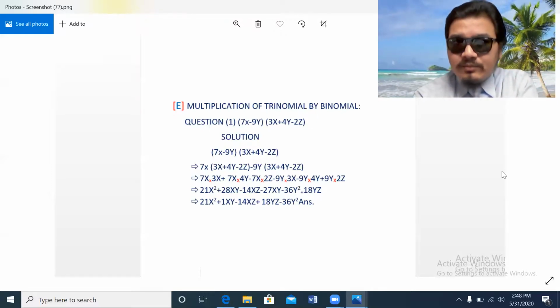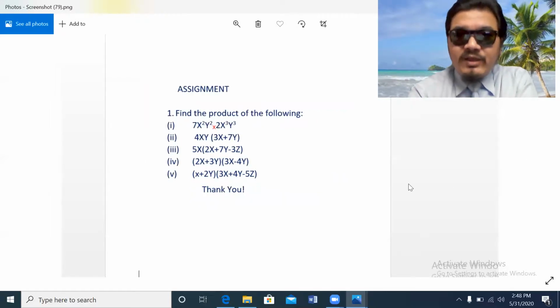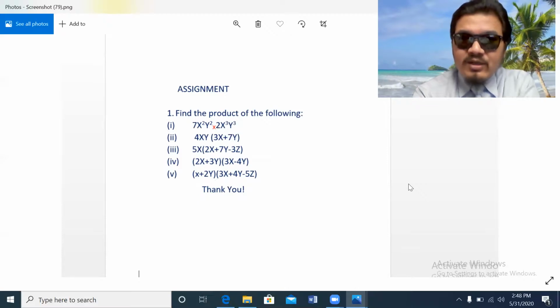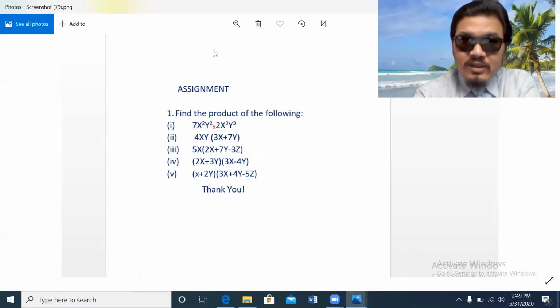Now let's move to the next page and see here. I have given an assignment on this page, okay? I hope you have understood today's class very nicely, and you all will be able to solve this. You all will be able to find the product of these expressions, okay.